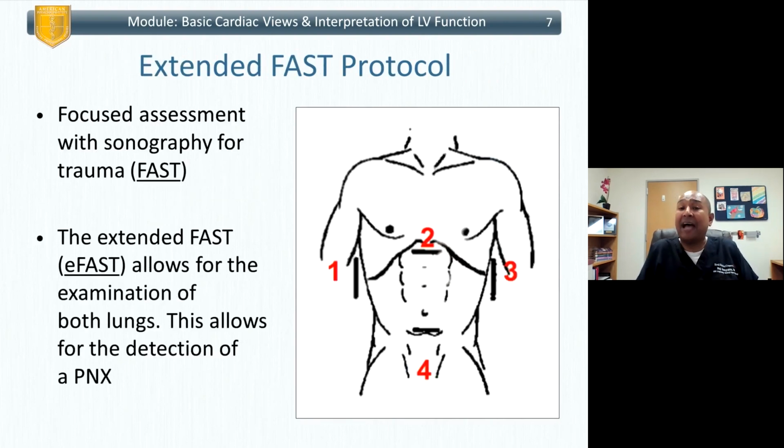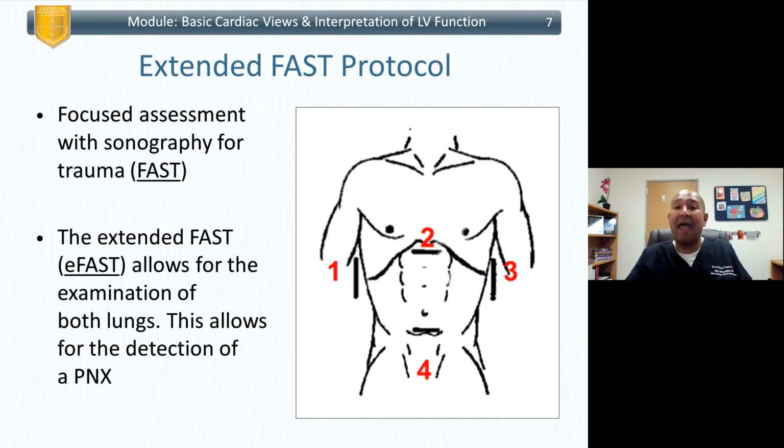When we talk about the FAST protocol, it's probably going to be the longest, and many of you have heard about this. They do it quite often in the emergency department. Trauma does it quite often. FAST stands for Focused Assessment with Sonography for Trauma.